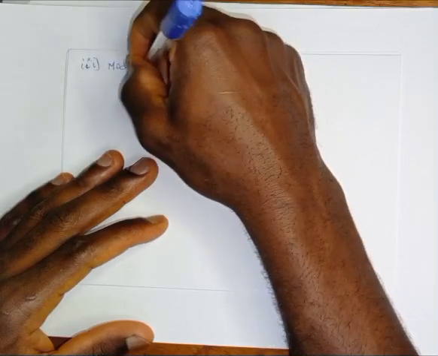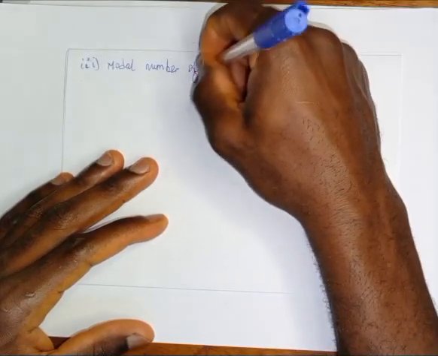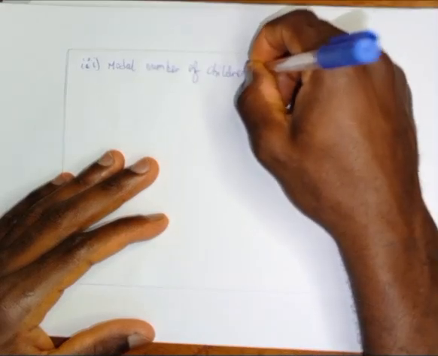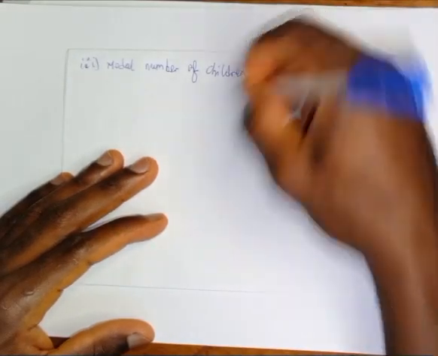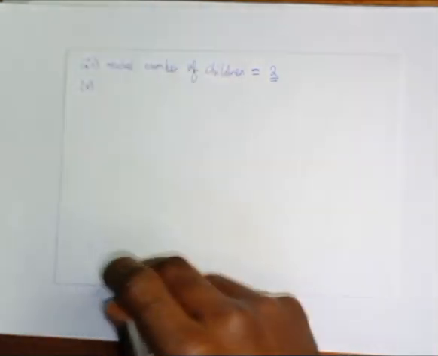Modal number of children is equal to 2. We go now to IV.